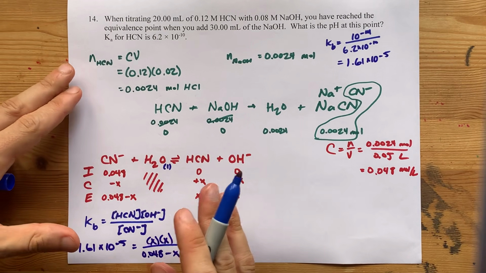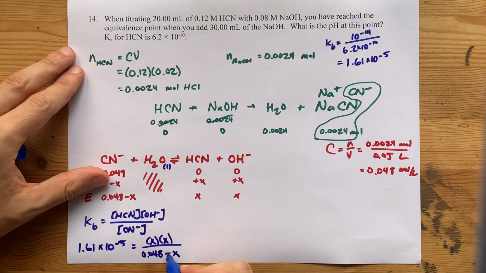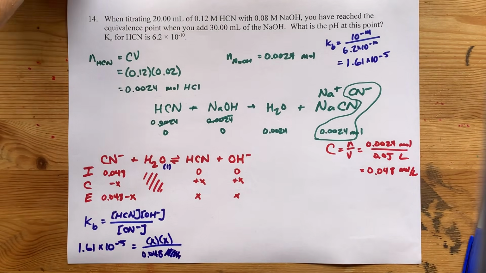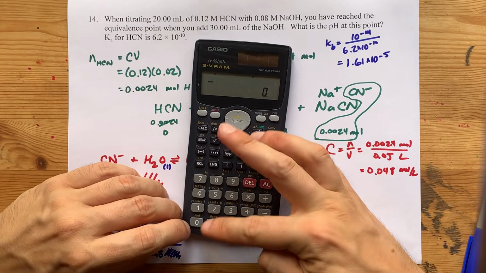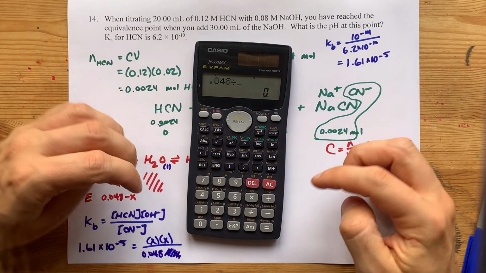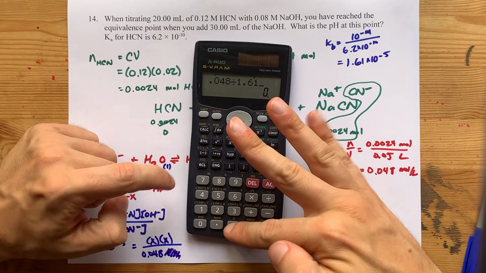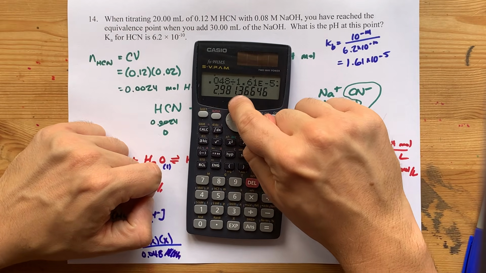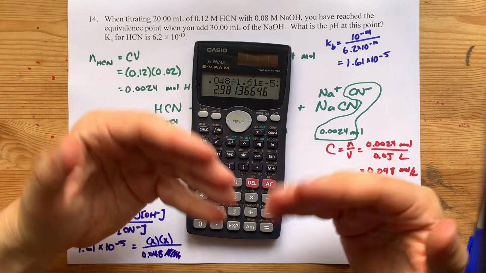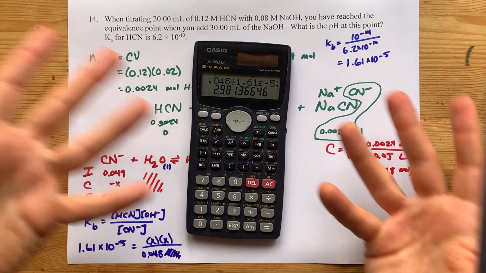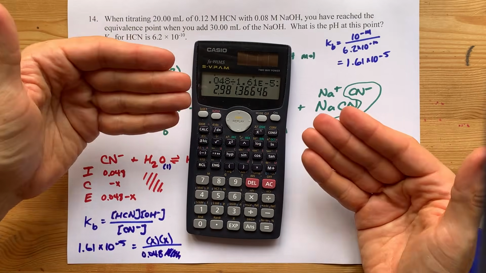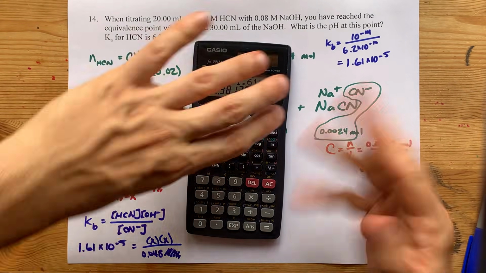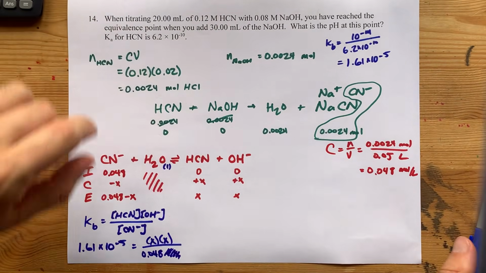When you do the rule of 100 or whatever, you'll find that that minus X is useless. Wait, is it? Let's actually test that. 0.048 divided by 1.61 times 10 to the negative 5 is 2,981. Yeah, that's more than 100, more than 1,000. If your teacher set the threshold at 5,000, all of a sudden you have to use the quadratic equation to solve this. But that ain't us right now.